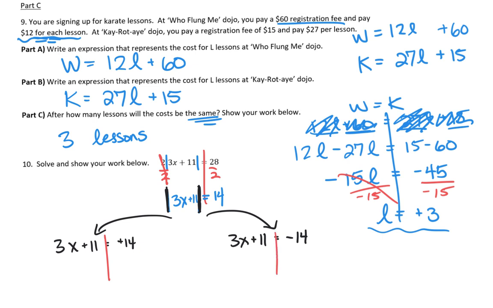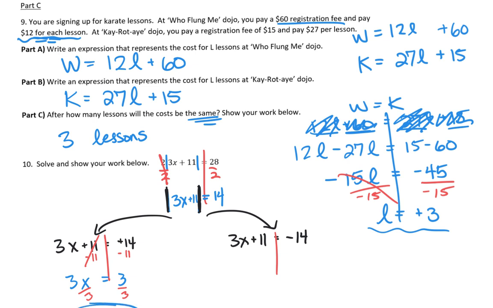Okie doke. And now we've got to solve it. So again, I want all my constants on one side. So move that plus 11 over by doing the opposite. And it says 3x equals 3. And we could divide by 3. And x equals 1. Cool, cool.